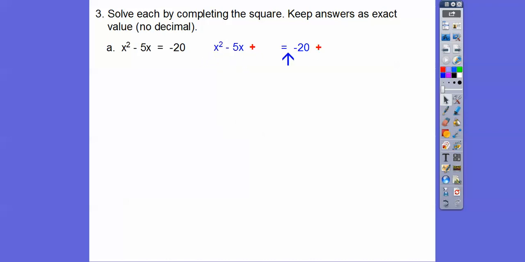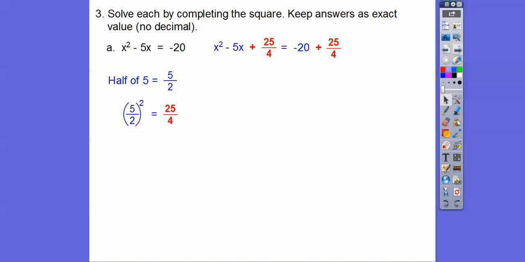So this is the same equation as over here. I'm just going to add a number, and the number I'm going to add is half of this number, 5 halves, squared. Stay away from your calculators, because you lose learning the principles when you pick up those calculators. So half of 5 is 5 halves, and when I square 5 halves, that gives me 25 fourths. So that's the number that we add to both sides.